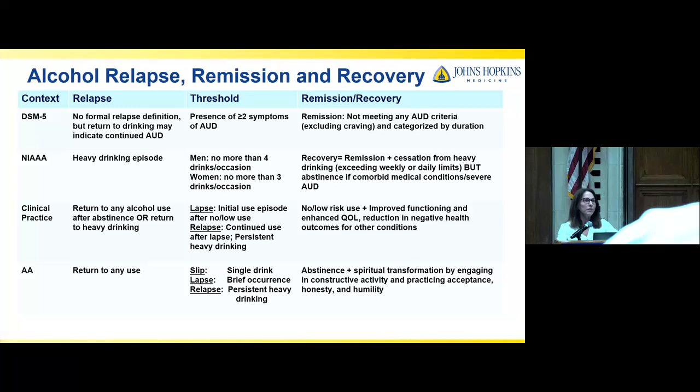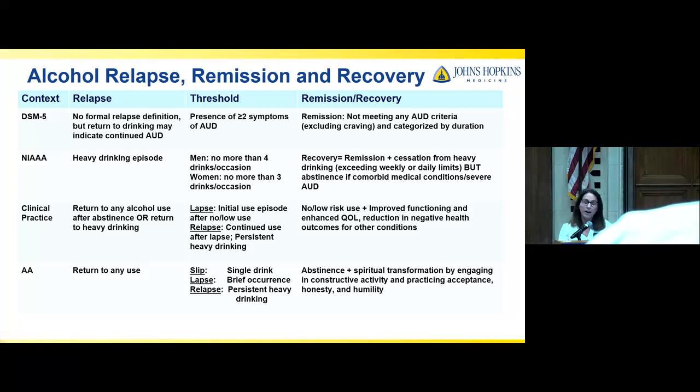Now, one of the issues in relapse is the problem of definitions. So they did a study, they looked at a systematic review of 300 different studies on relapse, and they found 100 different definitions. And the definitions of relapse are largely driven by the context in which you work or think.